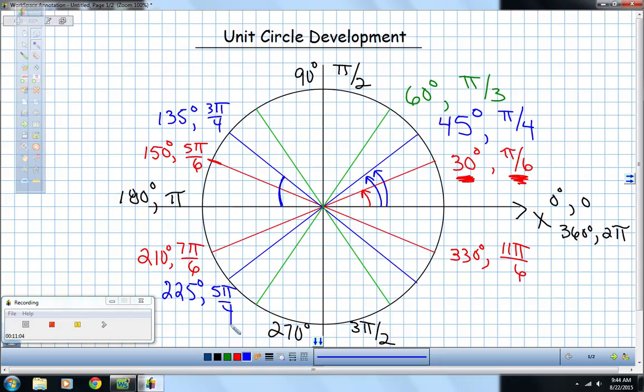Let's get into the fourth quadrant. We are 45 degrees away from 360, so we know we are at 315 degrees. And if I am pi over 4 away from 2 pi, well, 2 pi would be 8 pi over 4. So that puts us at 7 pi over 4.